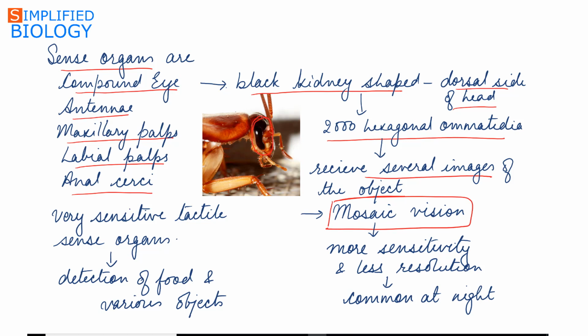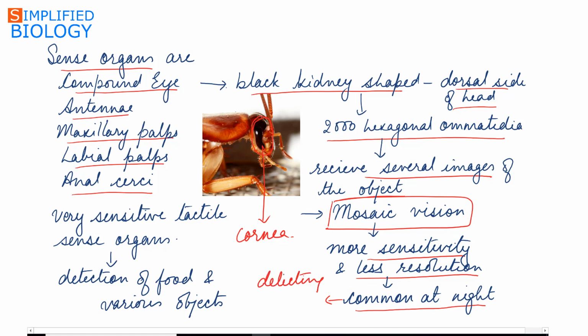Now covering the ommatidia externally is a thin transparent cuticle called as cornea. Now the mosaic vision has more sensitivity and less resolution. It is common at night, that is, it is nocturnal vision that helps in detecting movement more efficiently.